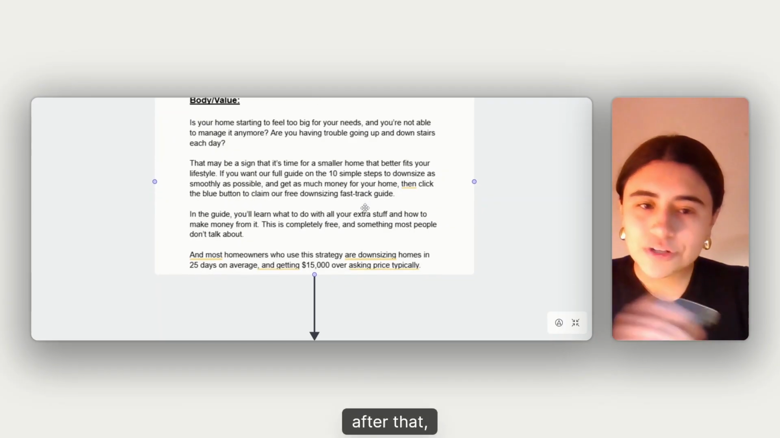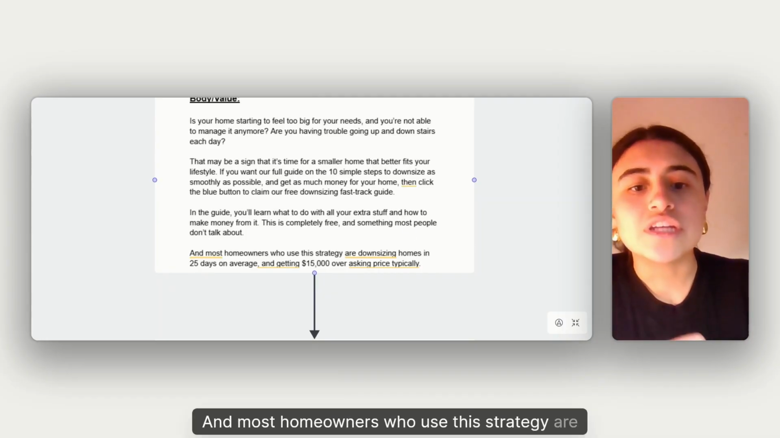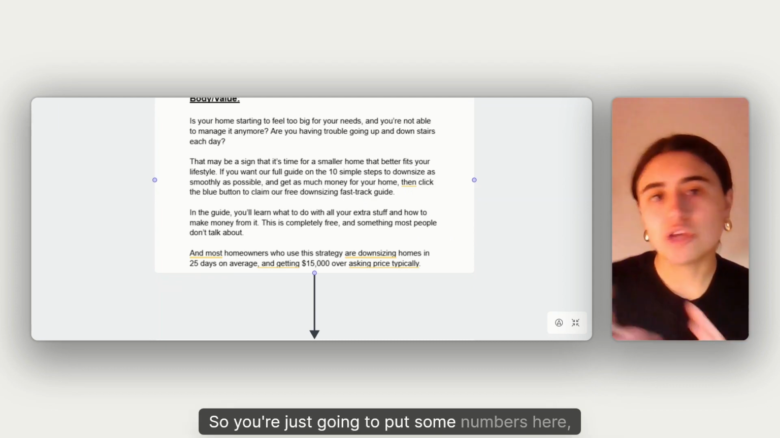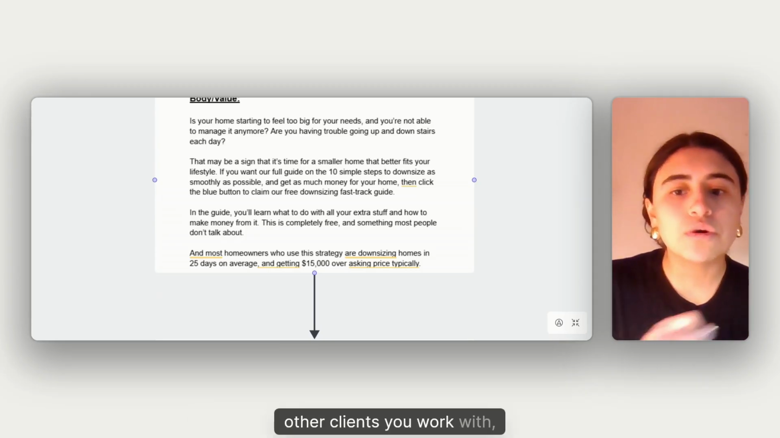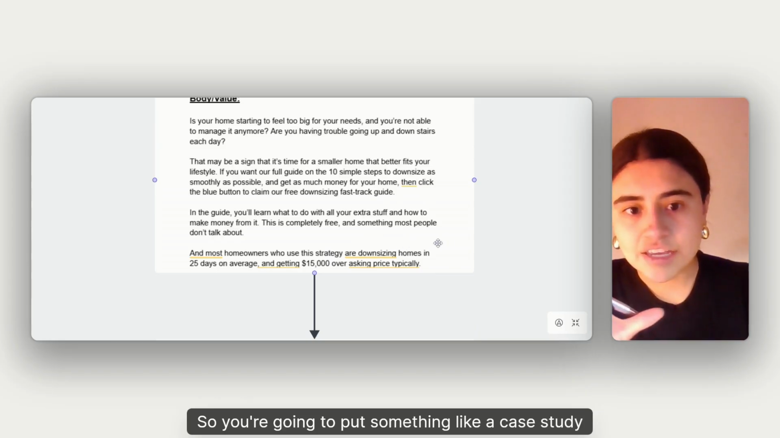So after that, you will say something like, and most homeowners who use this strategy are downsizing homes in 25 days on average. So you're just going to put some numbers here, something that you have already seen with other clients you work with, or just some numbers. So you're going to put something like a case study here.